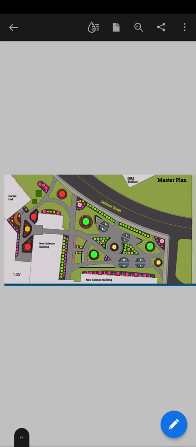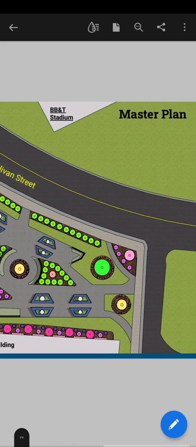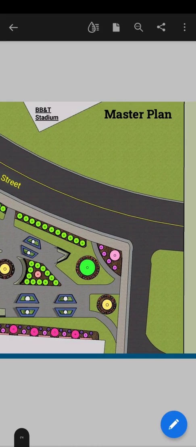This is learning unit 7, my master plan diagram. And for this one, you will see that I chose concept number 3 to be my final concept. This is my master plan.